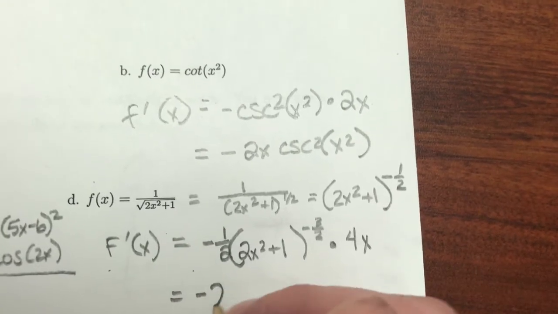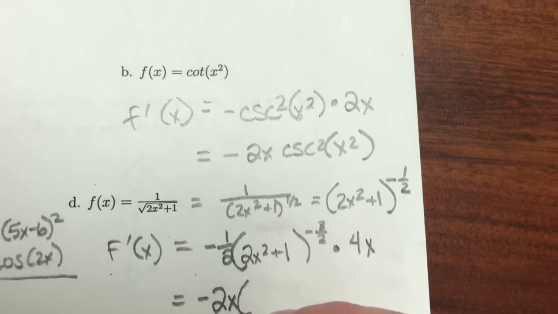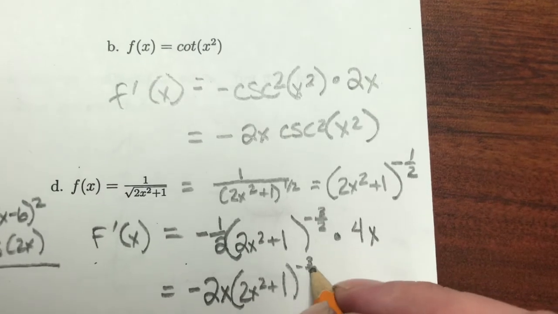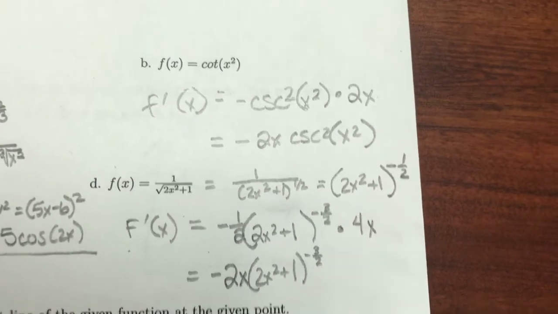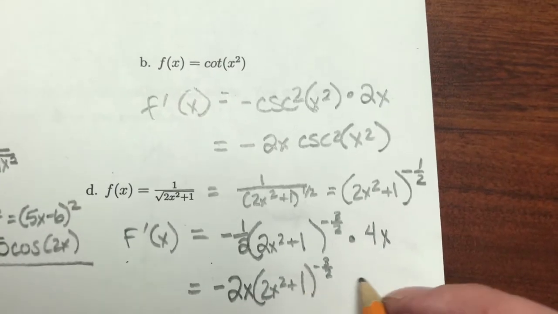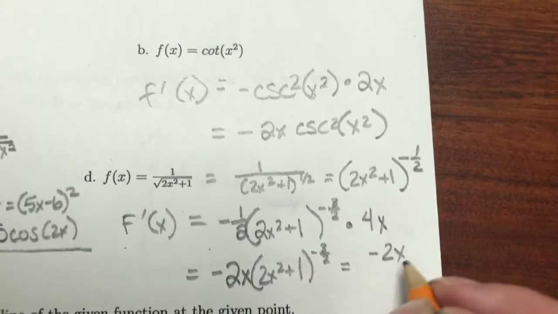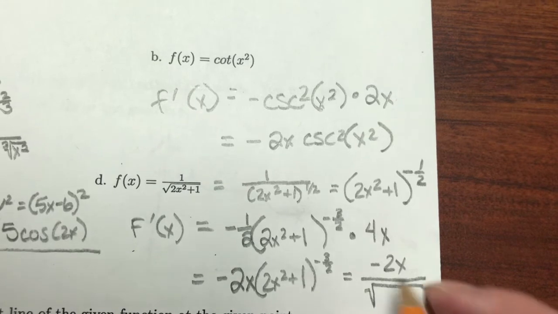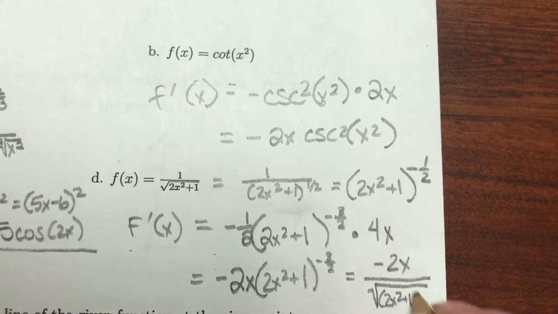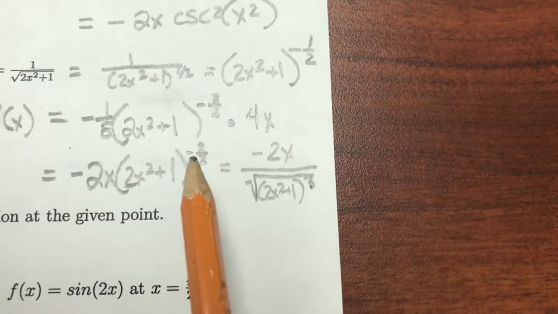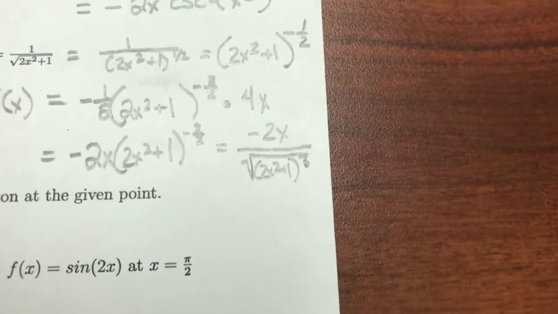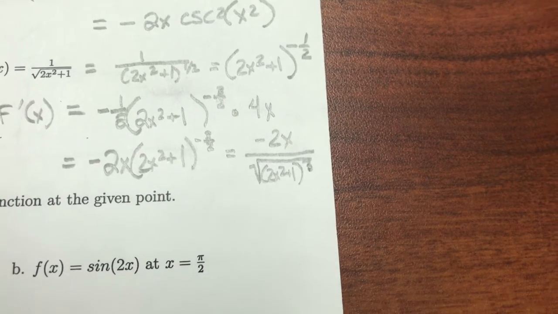So I have -2x, 2x squared plus 1 to the -3/2. I hate the way this looks, so I'm going to write it out like this. Okay, and bear with me. -2x over the square root of 2x squared plus 1 cubed. So if you're wondering what I did there, negative means I dropped to the bottom, over 2 means I square root it, and the 3 on the top means I have everything cubed. I think that should do it for that one.